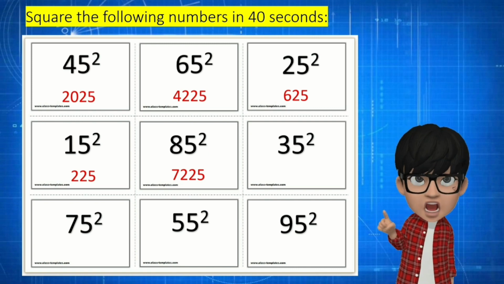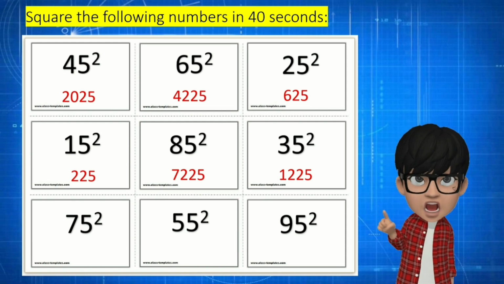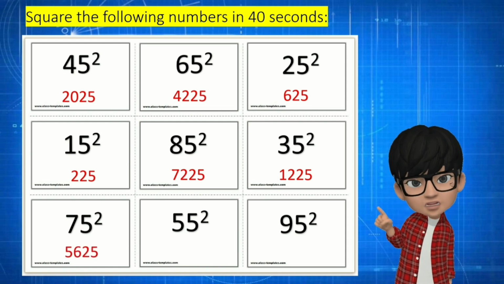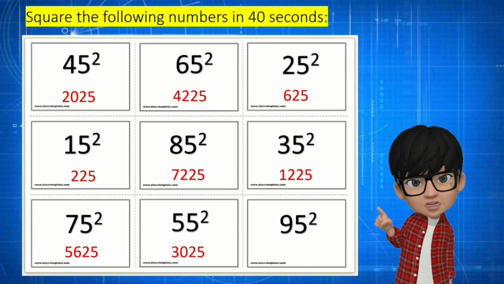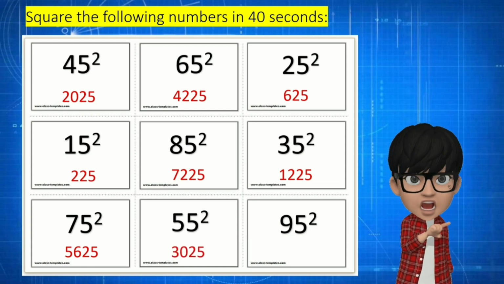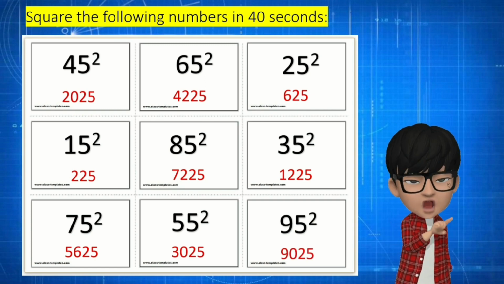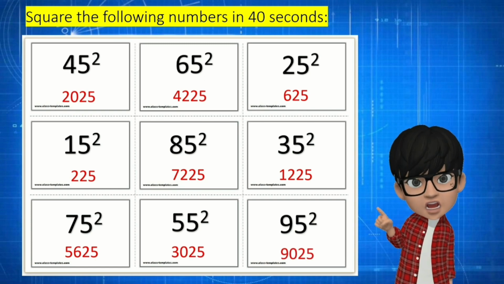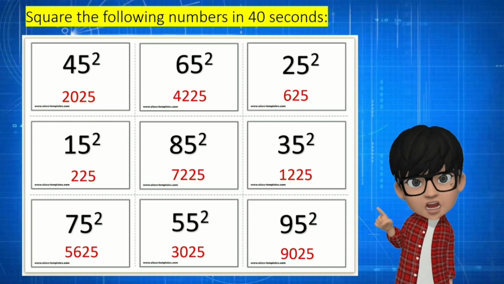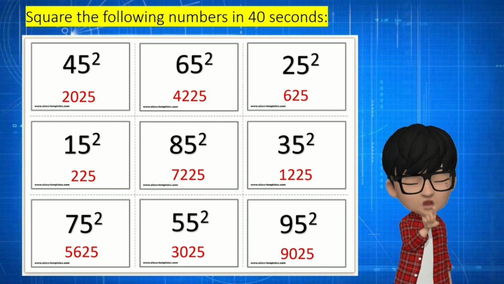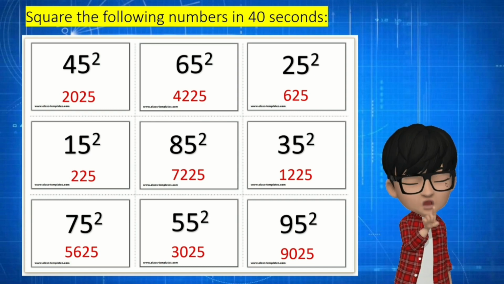For number 5, the answer is 7,225. For number 6, we have 1,225. And for number 7, we have 5,625. For number 8, we have 3,025. And for number 9, the answer is 9,025. Now the question here is how to get the square of these numbers without using a calculator. Okay, I'm going to share it with you now.